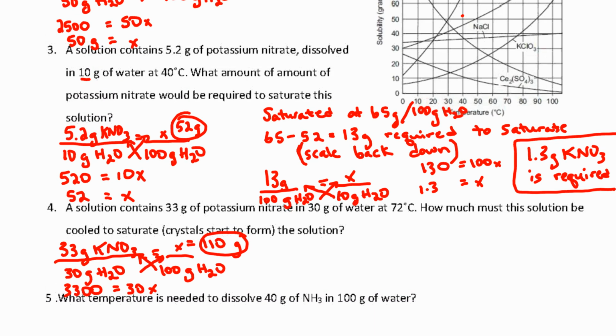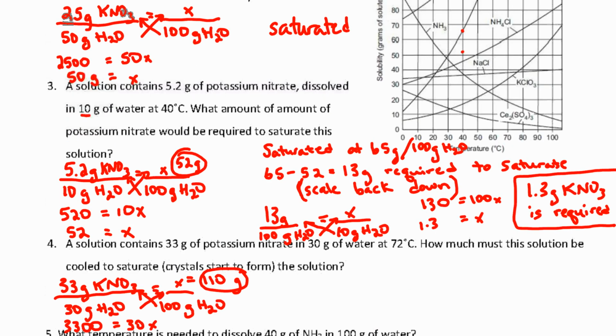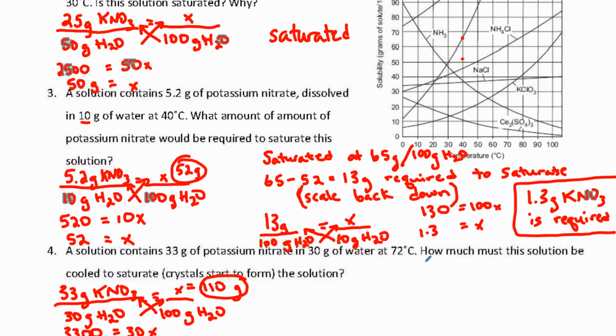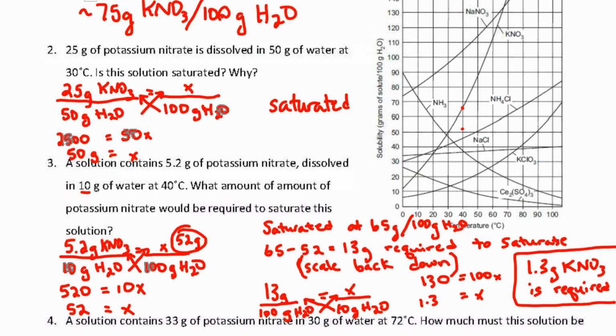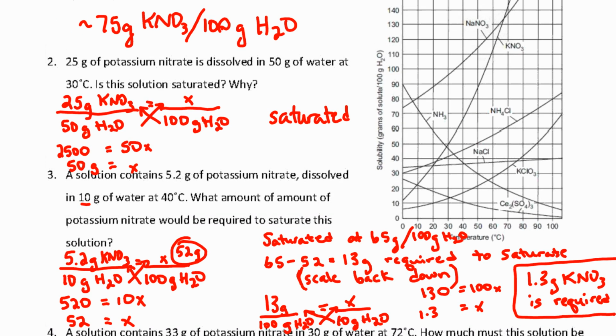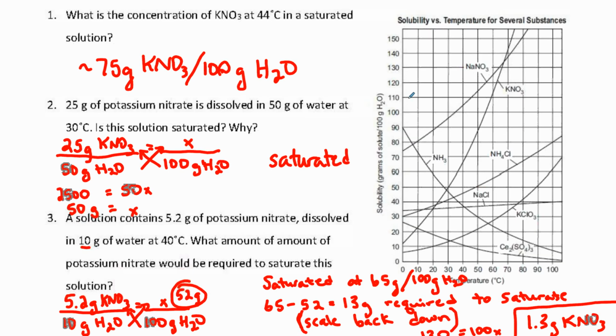So let's find that point, and we're looking for 72 degrees Celsius, and this is still potassium nitrate. I'm just going to get rid of our other two points. So we have 110, and 72. I'm going to go across. 72 would be about here. Whoops.